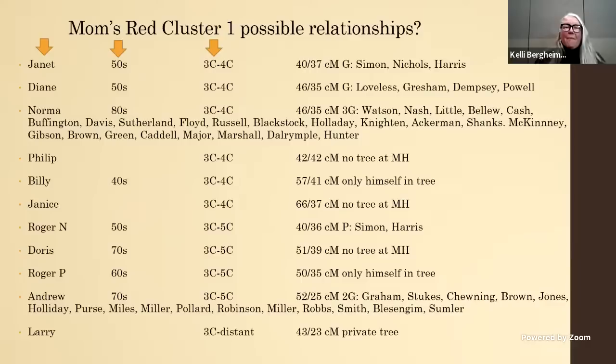The next column, sometimes there's just one number here for centimorgans, but I included how much Janet matches my mom and also me, because I have my results there as well. So I was curious about that. So Janet shares 40 centimorgans with my mom and 37 with me. Diane shares 46 with my mom and 35 with me. So I just wanted to see side by side what the comparison is.